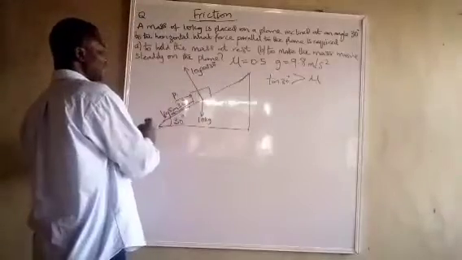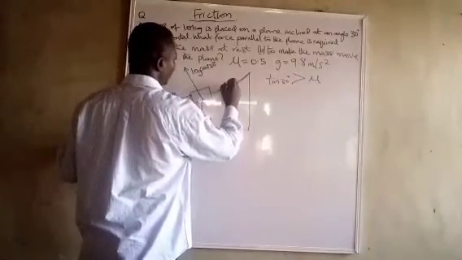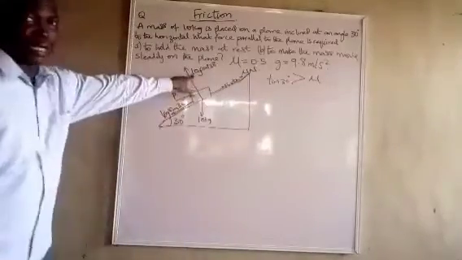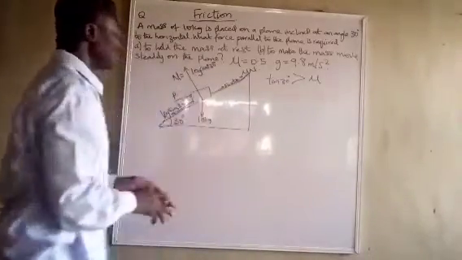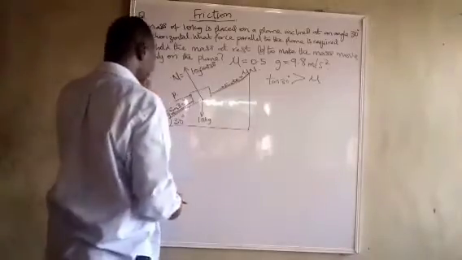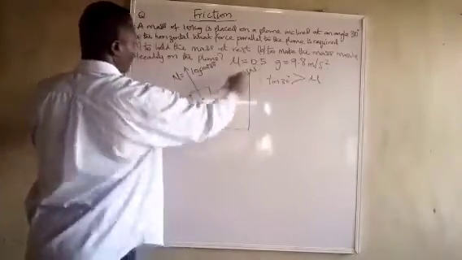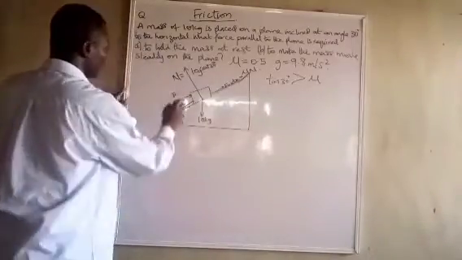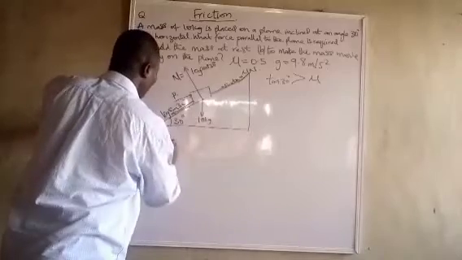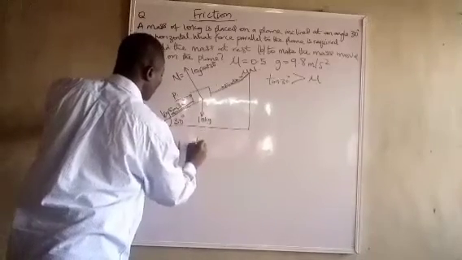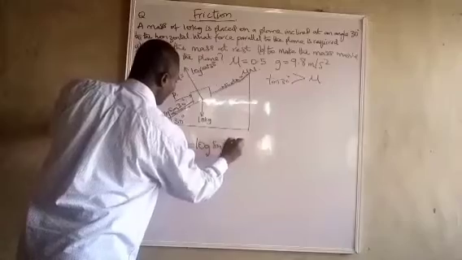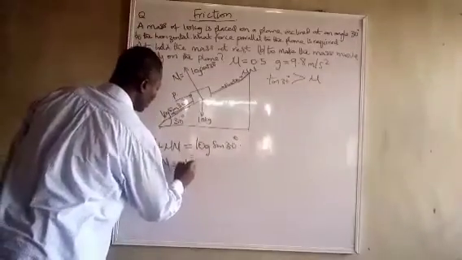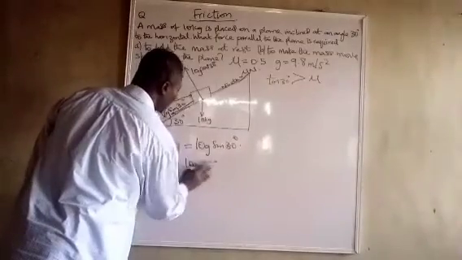Now, if it's coming down here, the frictional force here is mu N, and N is 10g cos 30 degrees. Looking at it like this, you can see that along the plane, P plus the frictional force is equal to 10g sine 30 degrees. And what is N? N is equal to 10g cos 30 degrees.